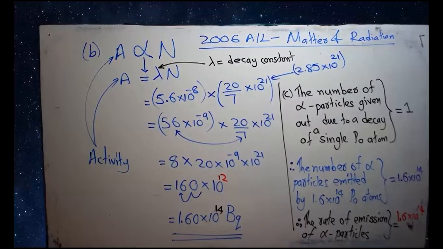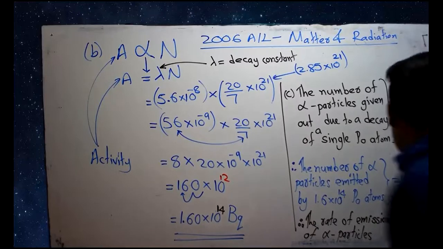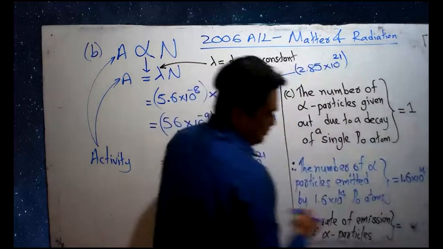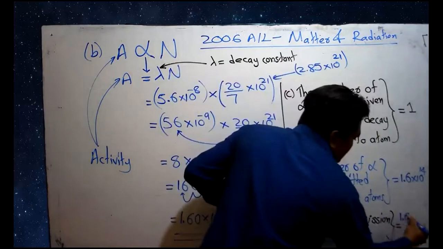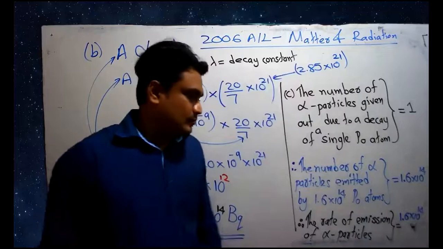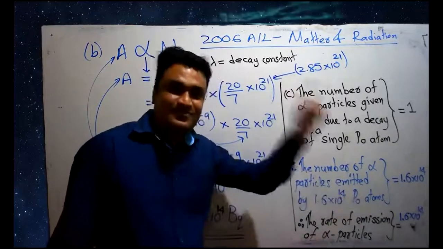The number of alpha particles given out due to a decay of a single polonium atom equals 1. Therefore, the number of alpha particles emitted by 1.6 into 10 to the power 14 polonium atoms equals 1.6 into 10 to the power 14. Therefore, the rate of emission of alpha particles equals 1.6 into 10 to the power 14.